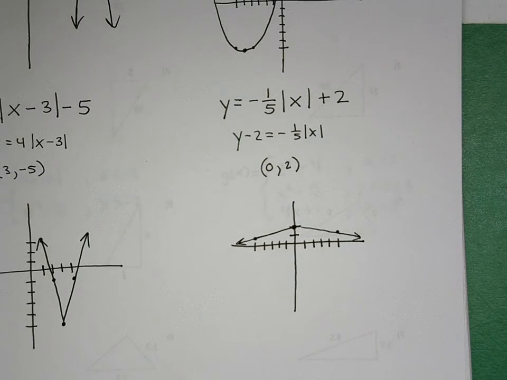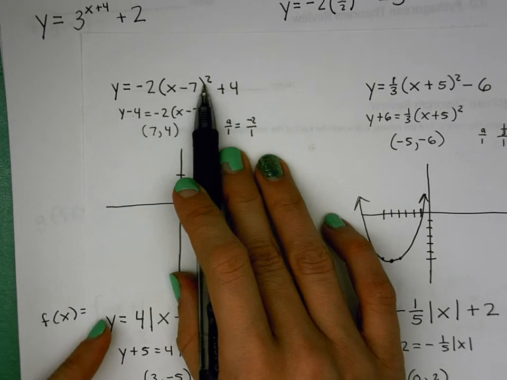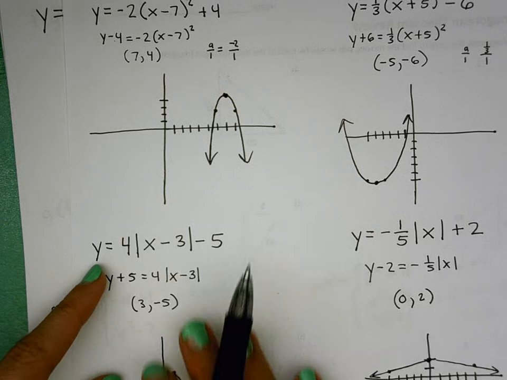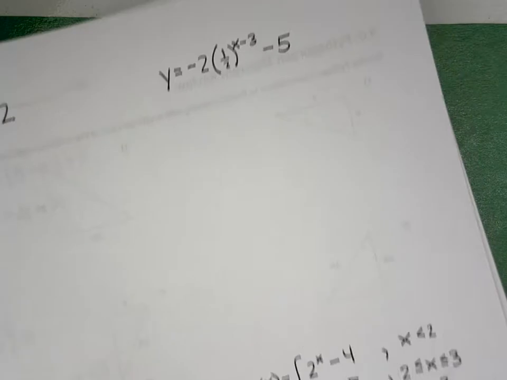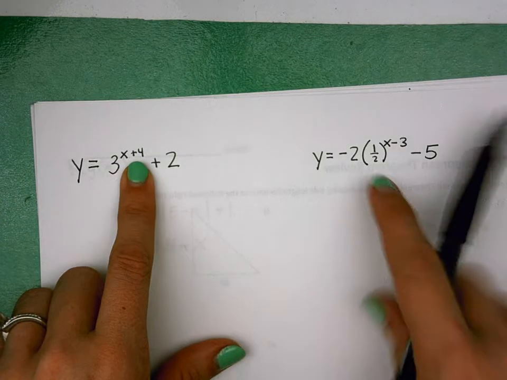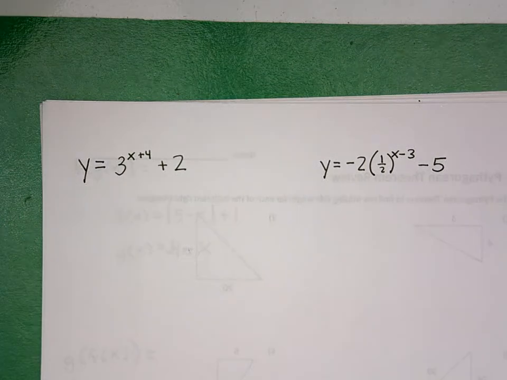That V shape. Okay. Next function family. So we've done quadratic, so squared creates that U shape. We've done absolute value, creating the V shape. Next up, we've got our exponential. X in the exponent of exponential. So go ahead and pause the video, give that first one a shot, restart it when you're ready.